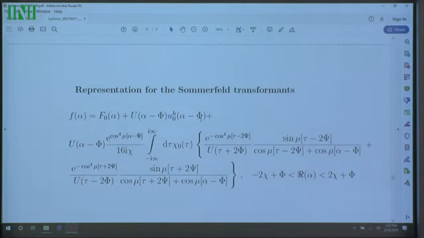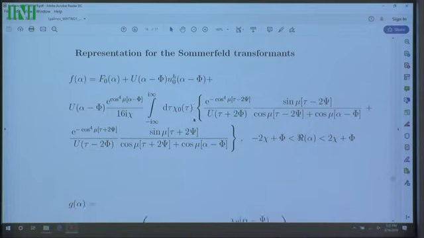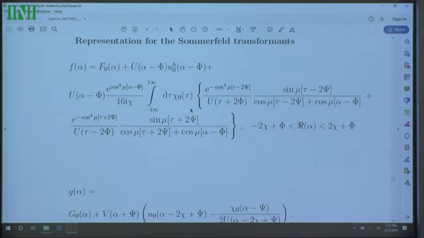And finally, as an important step, we have a representation for the Sommerfeld transformant. If we have Sommerfeld transformant, we can solve the problem. And now we express this Sommerfeld transformant as an integral of this unknown function psi zero, which, you can remember, is some integral depending on this Sommerfeld transformant f. So this is the way to obtain the integral equation for psi zero.